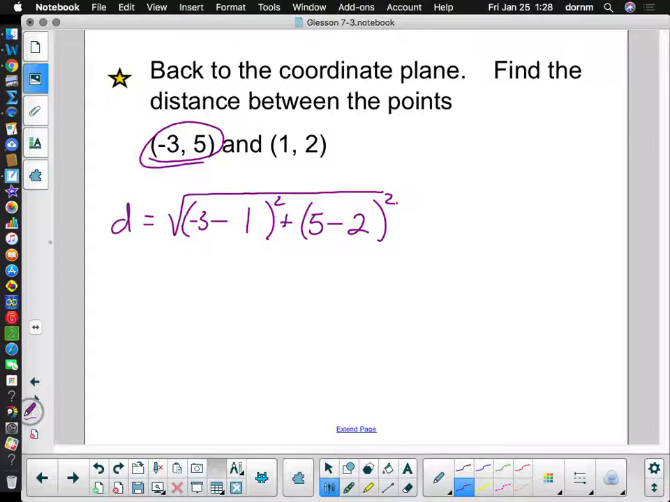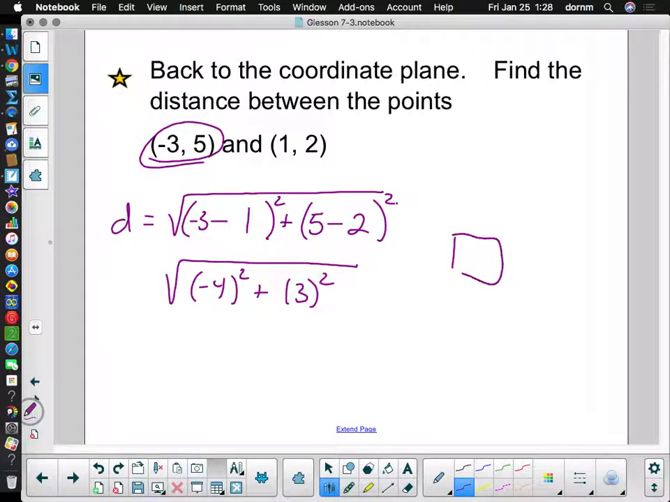Now we got to do our arithmetic. -3 minus 1 is -4. 5 minus 2 is 3. Now, here's the other big mistake people make, and it's a calculator mistake in many cases. People go to their calculator and they plug in -4 squared. So they keystroke a -4, and they hit their x squared button. And maybe that's equals or not. But what happens when you do that? What does the calculator give you? It's going to tell you -16.